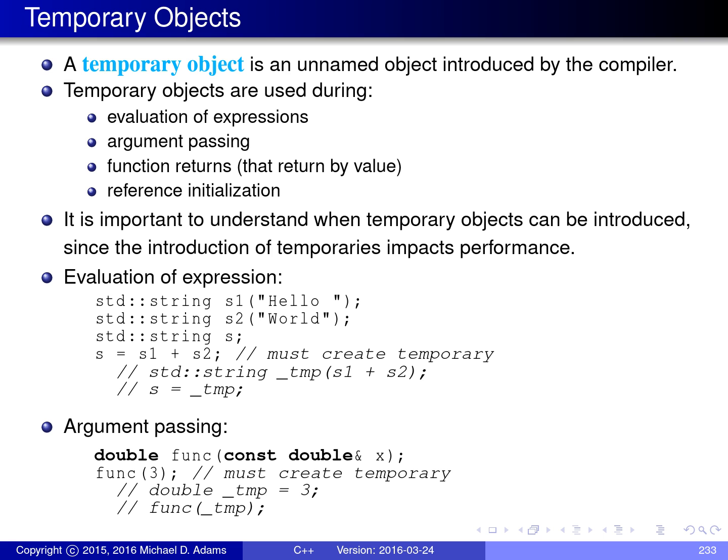And temporary objects can appear in a number of different circumstances. One is in the evaluation of expressions. One is in the passing of arguments to functions. Another is in returning values from functions where the return type of the value that's being returned is a non-reference type. And another situation is reference initialization.